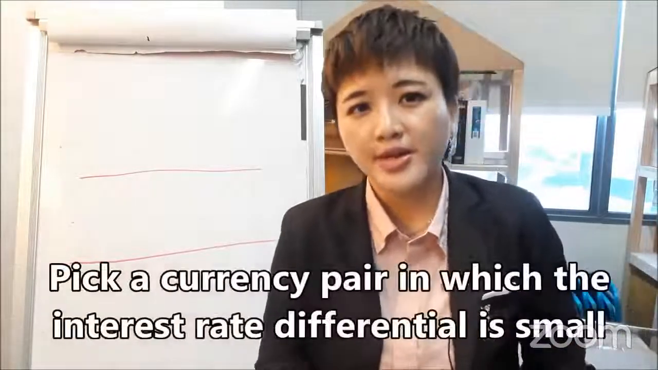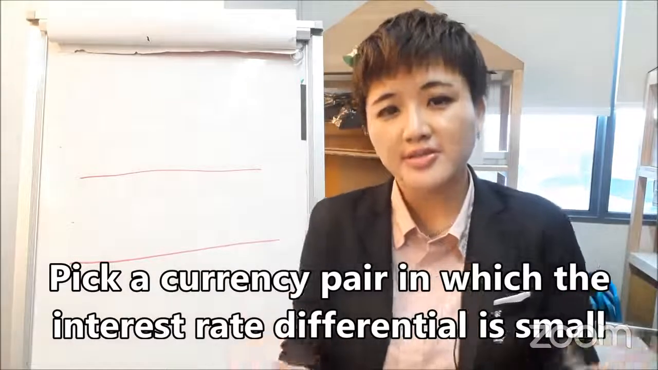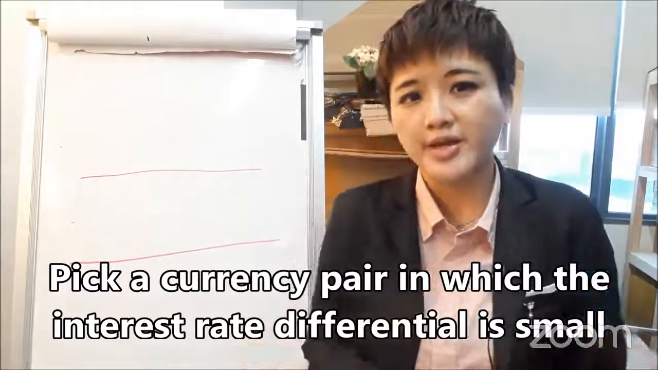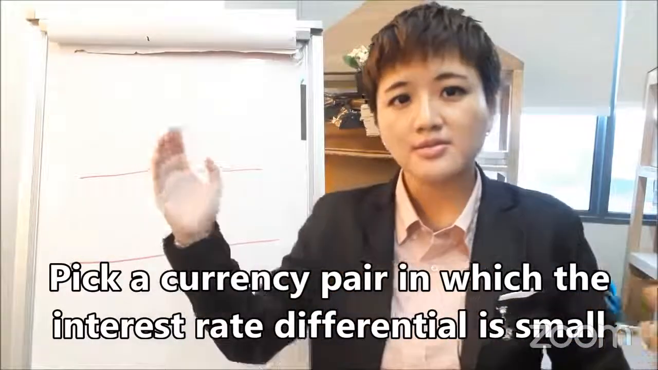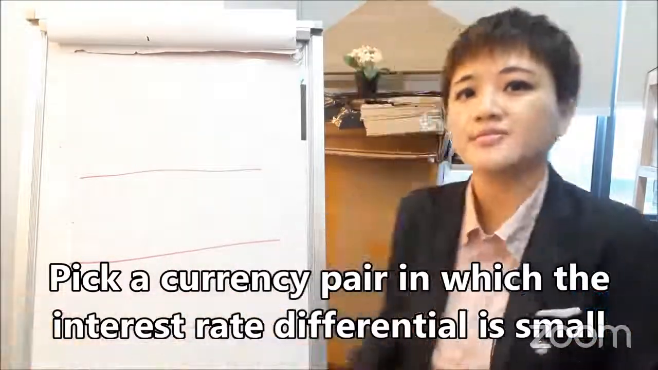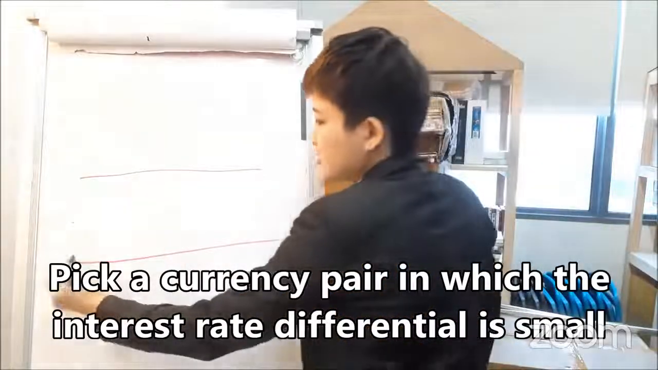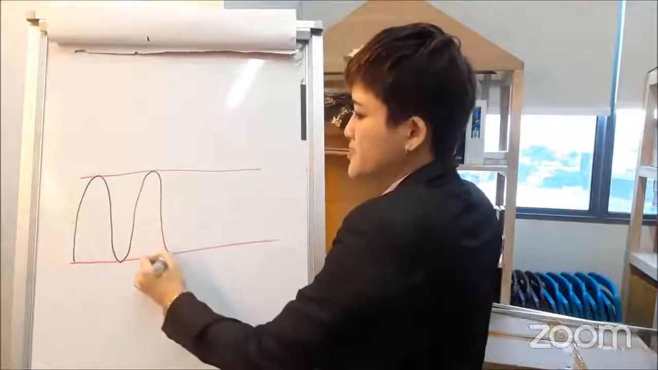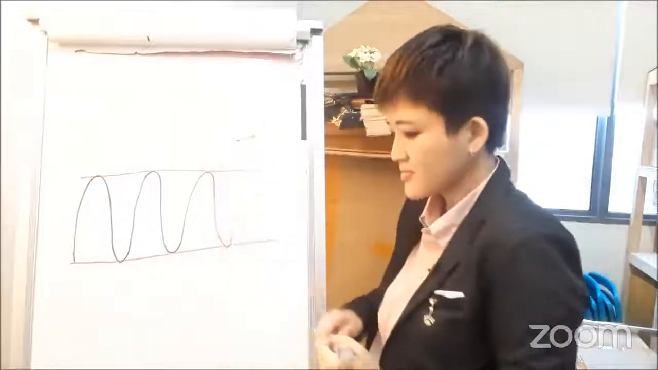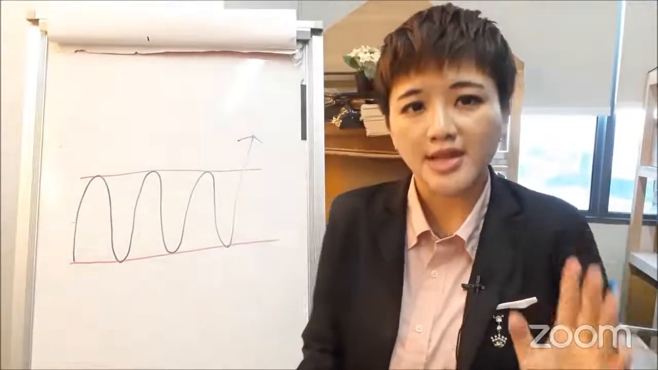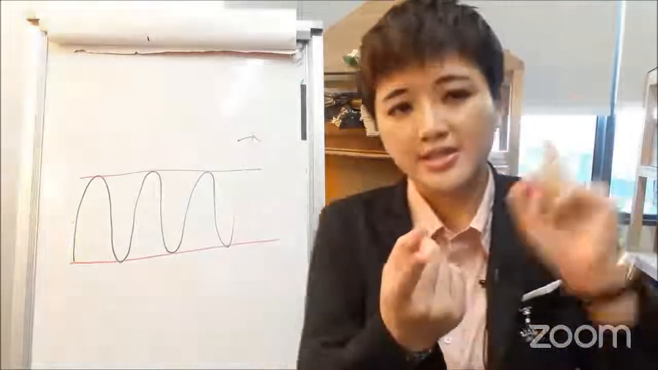you gotta trade currencies which range a lot of times. You need to pick a currency pair in which the interest rate differential is very small, because if the interest rate differential is very big, then the currency is going to trend more than it ranges. So if you found a currency pair that always produces a good range, when it does break out, how long will the breakout last? First thing first, it depends on the time frame.